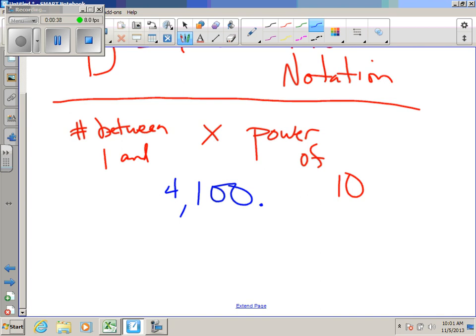Where could I put my decimal? In between what and the what? Good. So let's do that. I'm going to now put my decimal between the 4 and the 1. So now, 4.1. Definitely 4.1 is between 1 and 10.